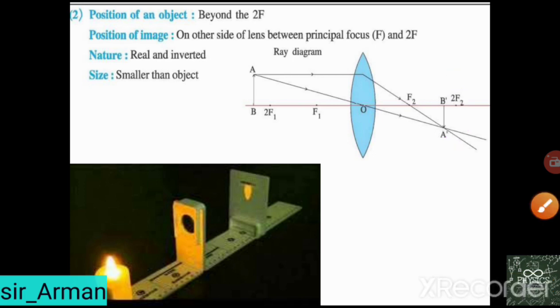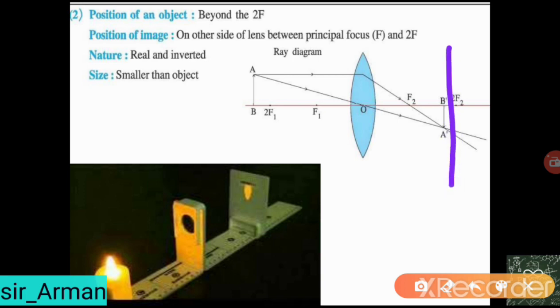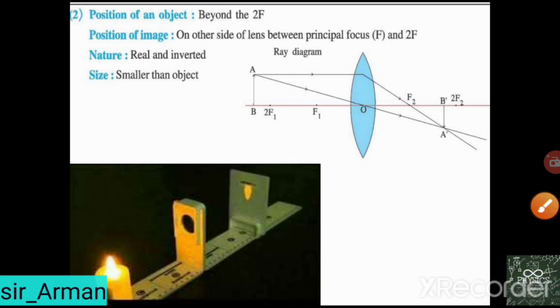You can see the image is inverted, and if you place a screen here, you can locate the image on the screen like here. Right? So here we have obtained the image on the screen which is inverted. And what is the size? The size of the image is smaller compared to the size of the object.